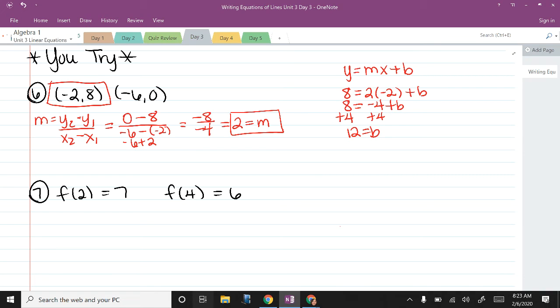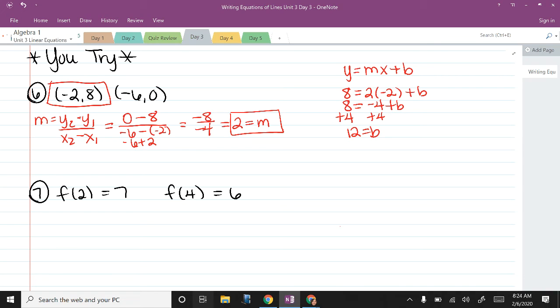No, Taylor said that's what he got. Okay, good. You're supposed to. You're not listening. You need to talk less and listen more. Yes, I did. It doesn't matter which point you pick. You should still get 12 for B.